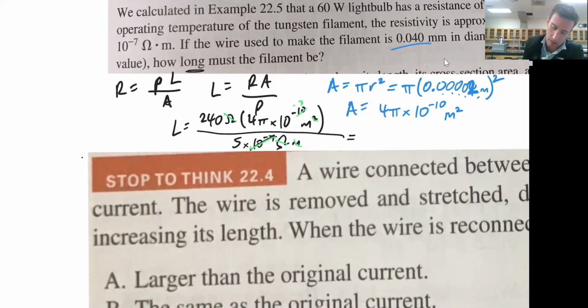So 240 times 4 pi divided by 5 is 603, and 603 times 10 to the negative 3 is 0.60 meters, which is about 60 centimeters. That seems like a reasonable length. Obviously 60 centimeters is pretty long, but you'd have to coil it really tight, and if you look at it, the wire inside a light bulb is coiled really tight. Nice.